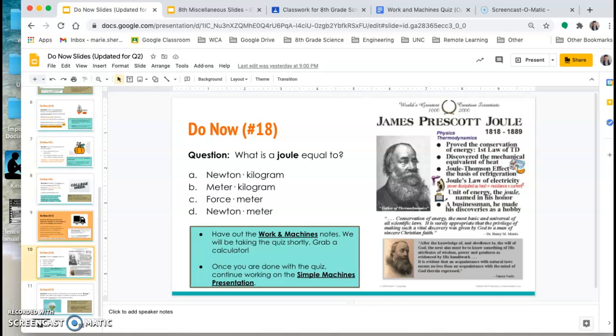Hey guys, these are the instructions for class today on Thursday, November 12th. After you have completed attendance, you want to access the Do Now slides and complete Do Now number 18.